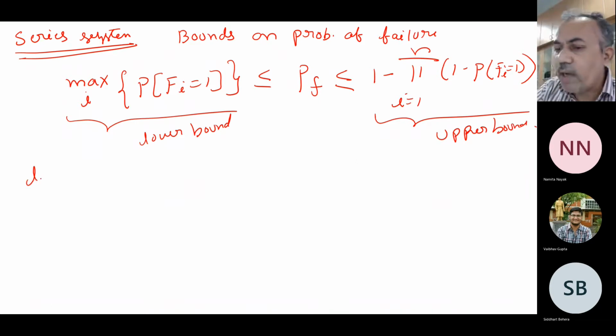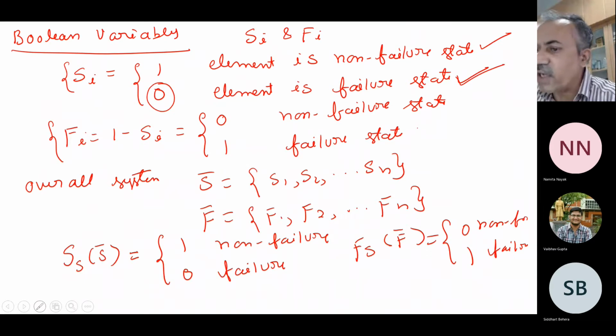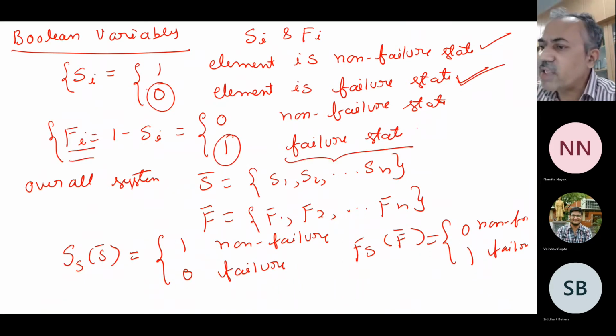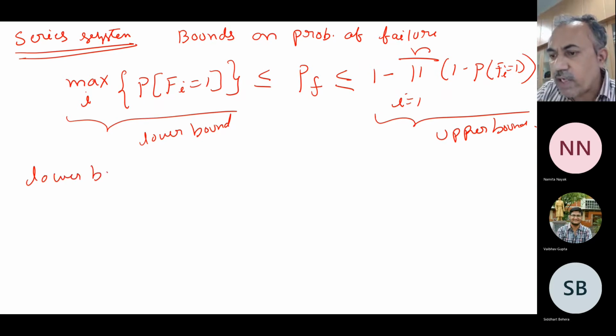The lower bound is the maximum of the probability of Fi. The meaning is, if Fi is 1, F equal to 1 means failure state, or you can also write Si is 0, then also it is the same actually. So one can write it in this expression. So now the lower bound: the meaning of the lower bound expression is that the elements are fully correlated. Okay.